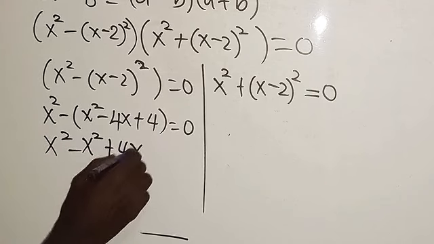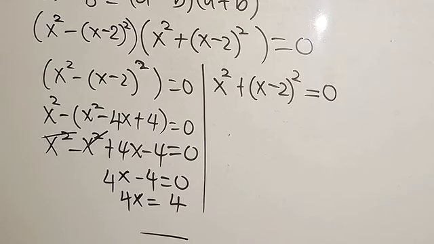Now from there, you can see that we actually cancel this. We have 4x minus 4 equals 0. Then we have 4x equals 4 if we transpose this to this side. Are you following? So now from there, x equals 4 divided by 4. We're going to have 1, right? So we have x1, which is 1. That is the first possible solution we have.